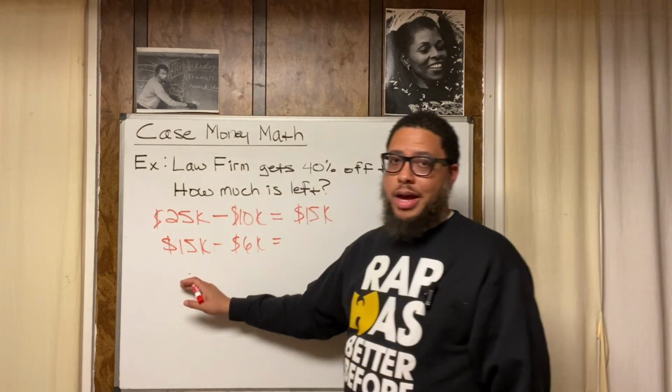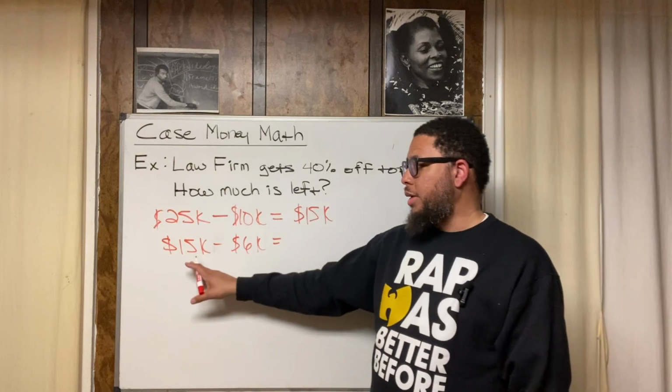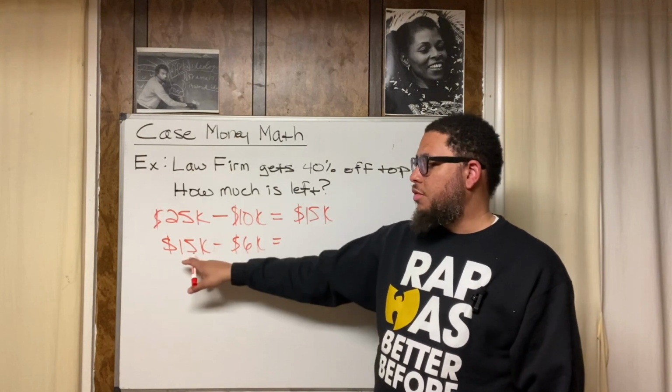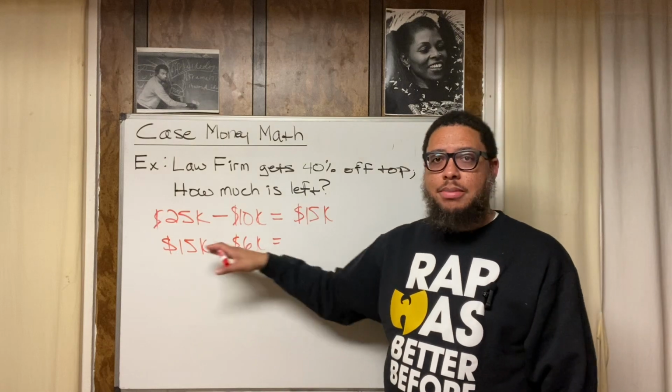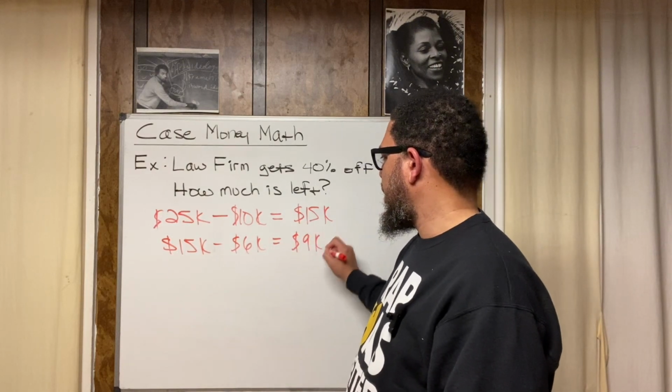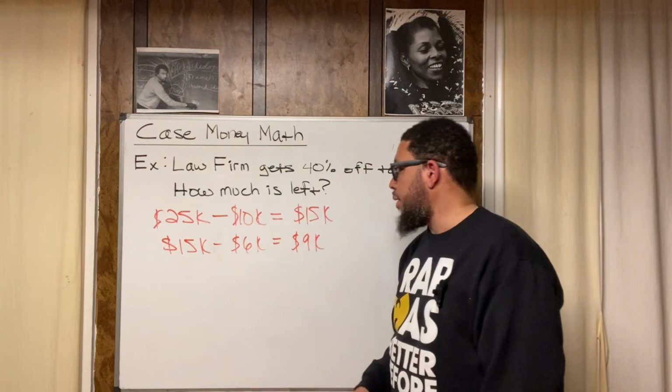Make sure you know how to subtract, right? Without a calculator. This is mental math. At least it should be. 15 minus 6. 15,000 minus 6,000. 15 minus 6 is 9. 15,000 minus 6,000 is 9,000. Right? So that's 9K. All right.